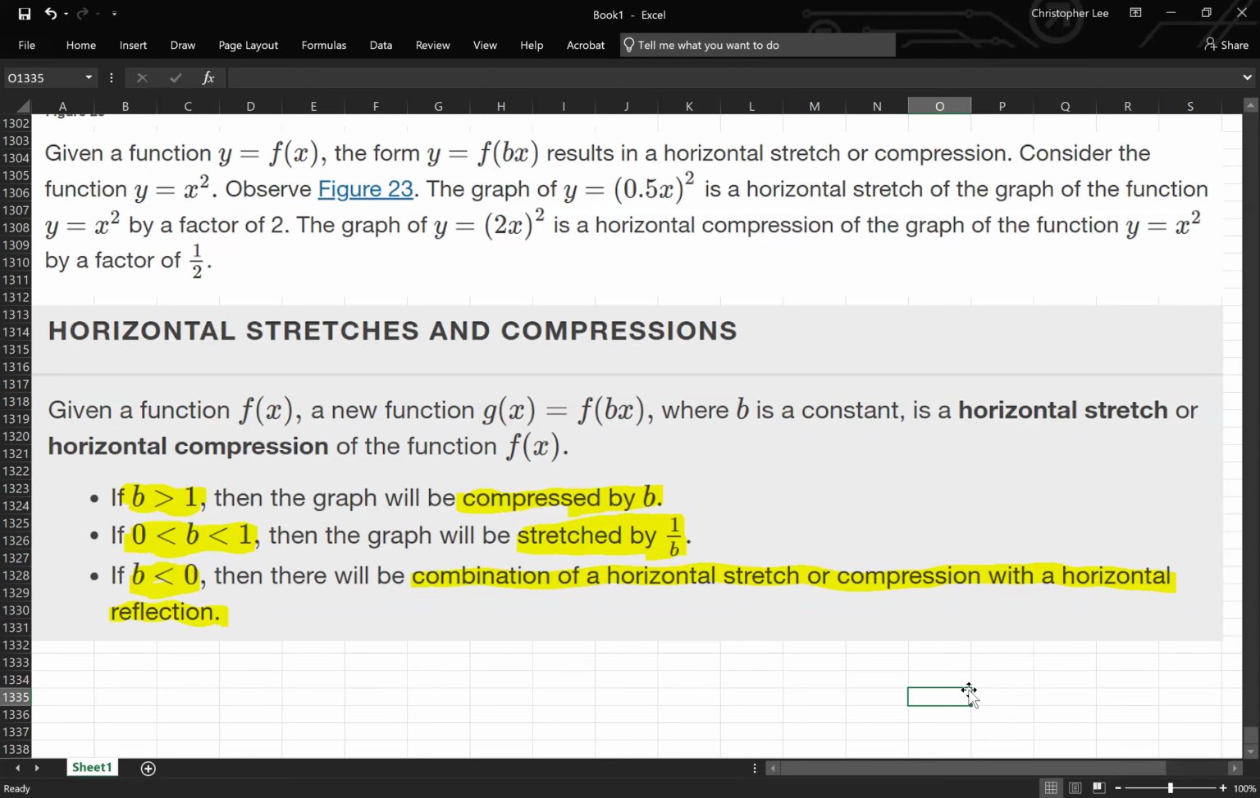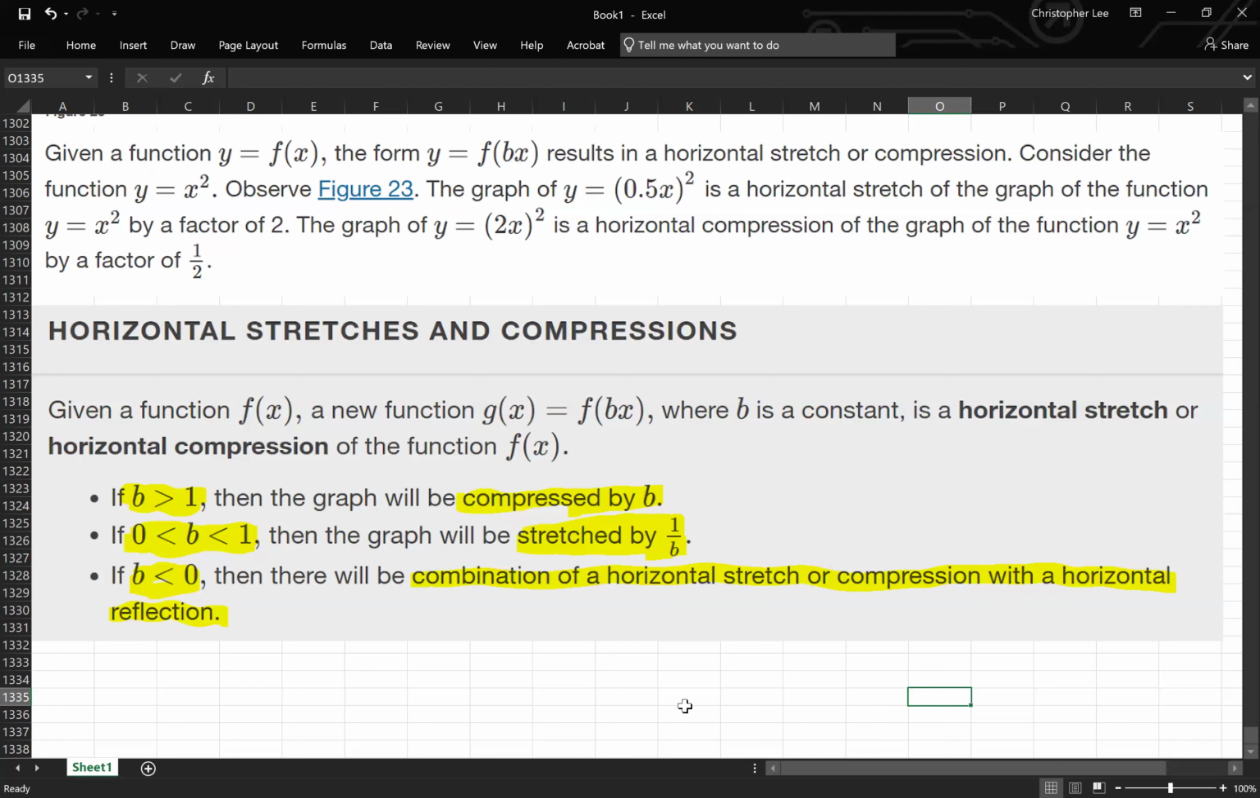All right. Let's say b is less than 0, though. So it's negative now. It could be either a stretch or a compression, but it's going to be a reflection over the vertical axis. So the reverse now.